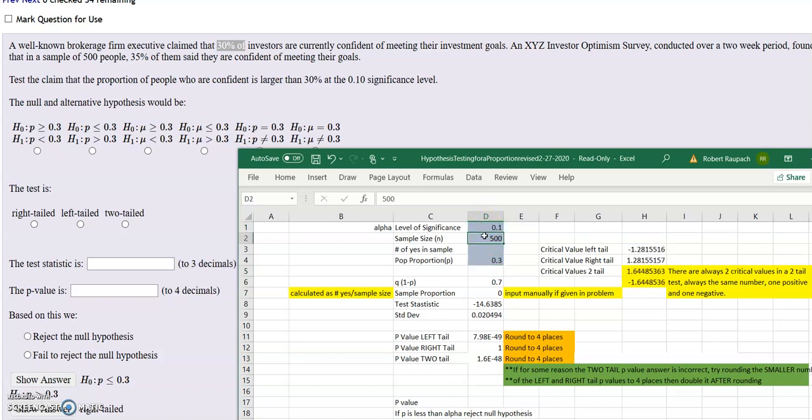0.10, okay? So again, there's nothing here. They just gave you this directly. You don't need to calculate it based on this. And the sample proportion is 35%. So 0.35 goes here.